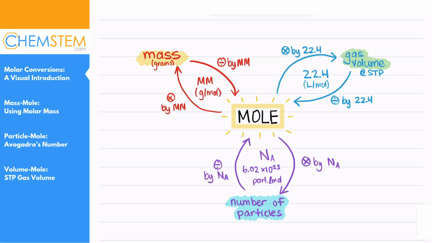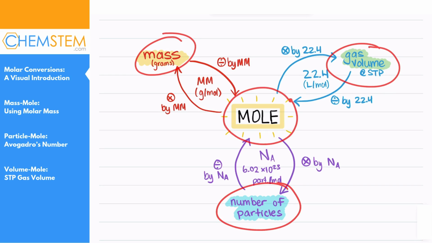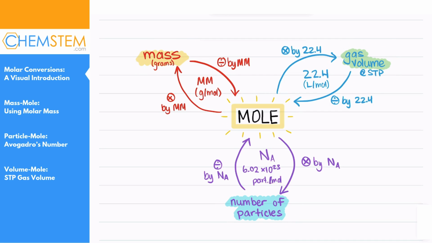So here we see that we have mass, gas volume at STP, and number of particles, all of which can connect to the mole. So you could go from mass to number of particles as long as you follow the steps: you would divide the mass by the molar mass to get moles, and then you would multiply that by Avogadro's number to get number of particles. This basically just summarizes the main molar conversions, but definitely try to understand it. We're going to use this chart to verify that each of these directions makes sense using dimensional analysis.